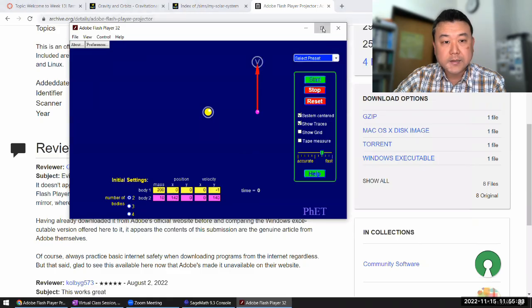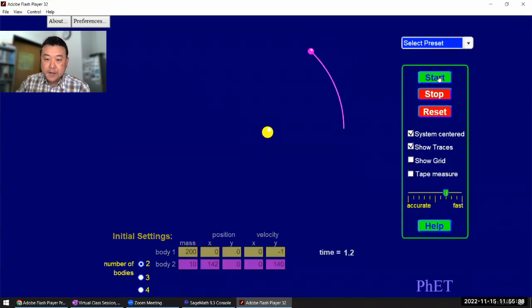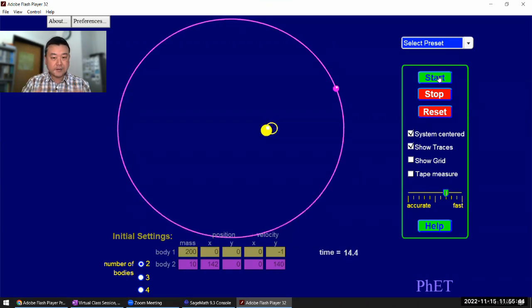So this is the Flash simulation that illustrates orbits. It's kind of fun. I wanted to show you this workaround so that you can run it for yourself and play with it. This is the typical sun and a planet orbit. I guess you can imagine this is Mercury. It's slightly elliptical. I think this is a little more elliptical than Mercury's orbit. And this illustrates Kepler's first law.